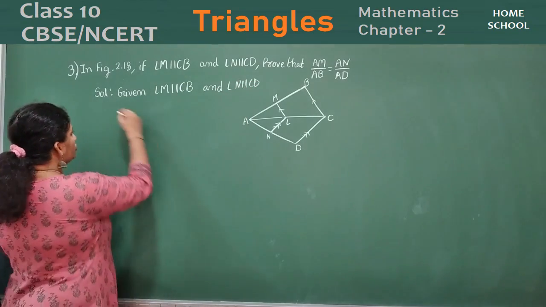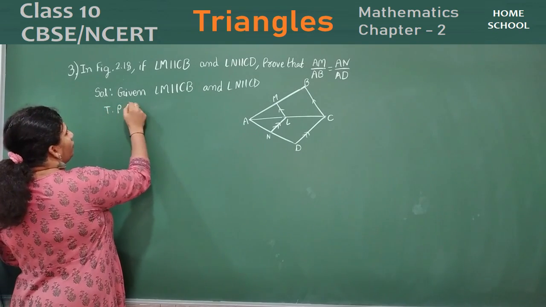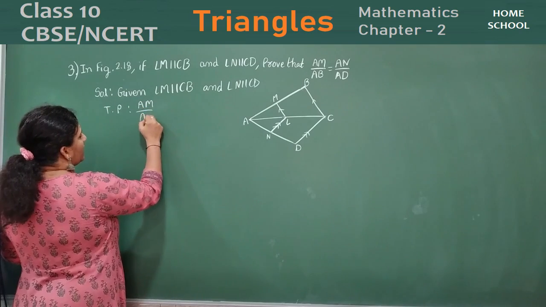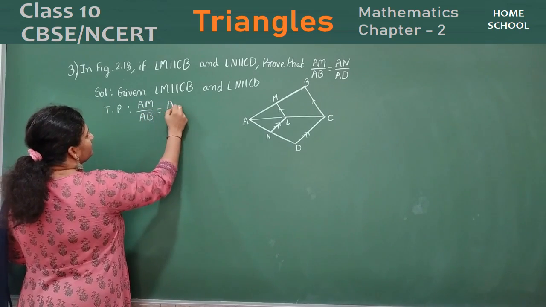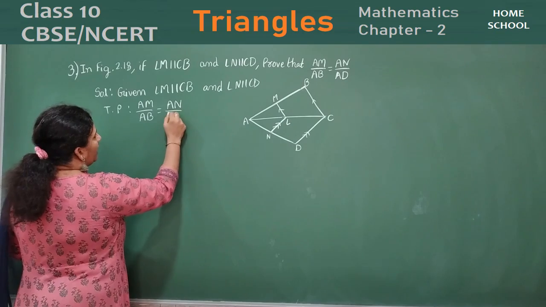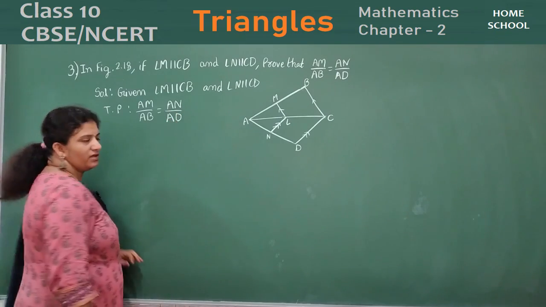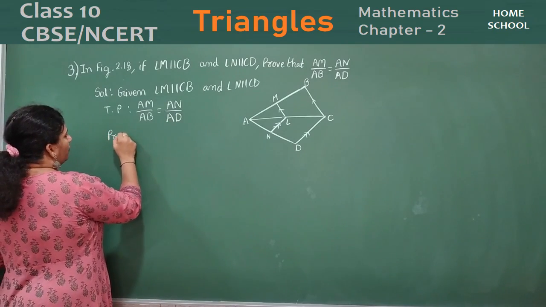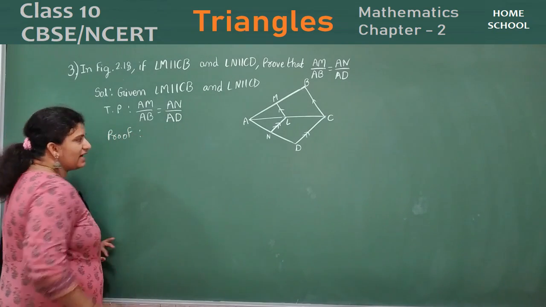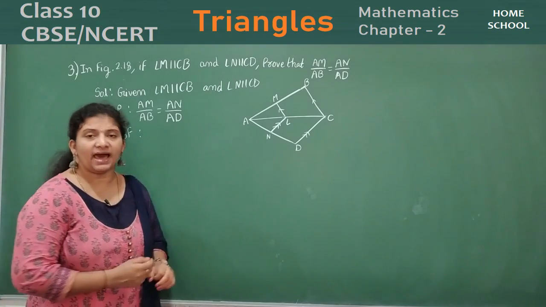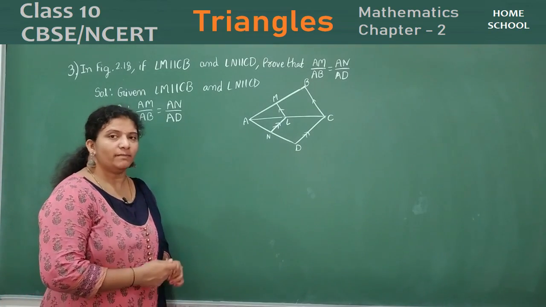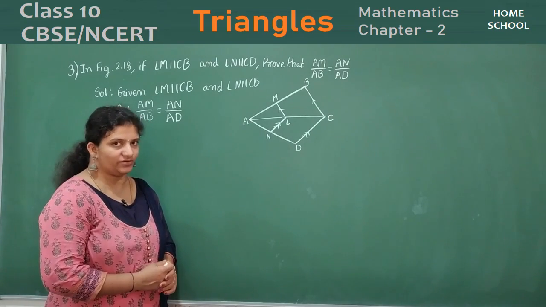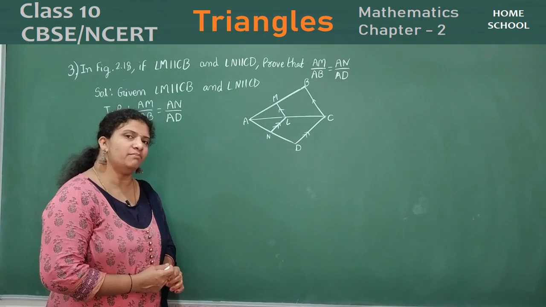What do I need to prove, children? Here, TP means to prove: AM by AB is equal to AN by AD. Okay, so now let's start our proof. How do we start? If lines are parallel, what do you remember? Basic proportionality theorem. That is, if lines are parallel in a triangle, then the sides are in proportion.